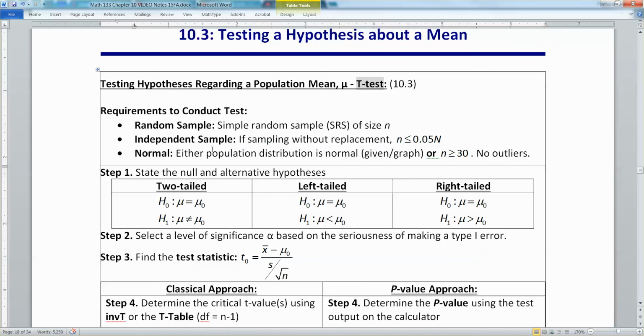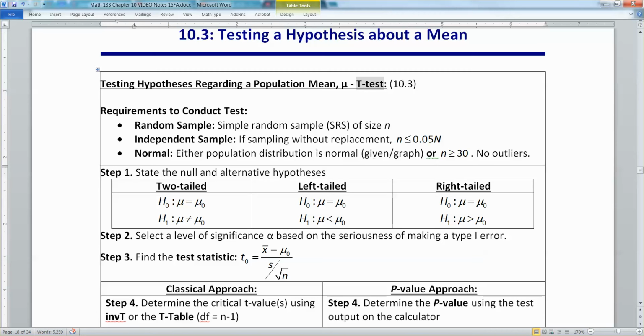So it still needs a simple random sample, just like testing for proportions. We always need random samples in this course. And then we need an independent sample. Now, if it's sampling with replacement, this is not a problem, right? Just toss the coin again or whatever. But if it's sampling without replacement, you need your sample size to be less than 5% of your population size. That's one of the conditions of the central limit theorem for sample means, and that is true here.